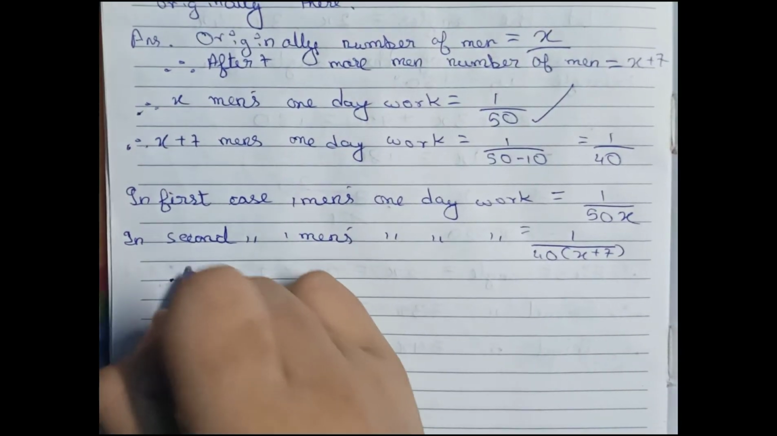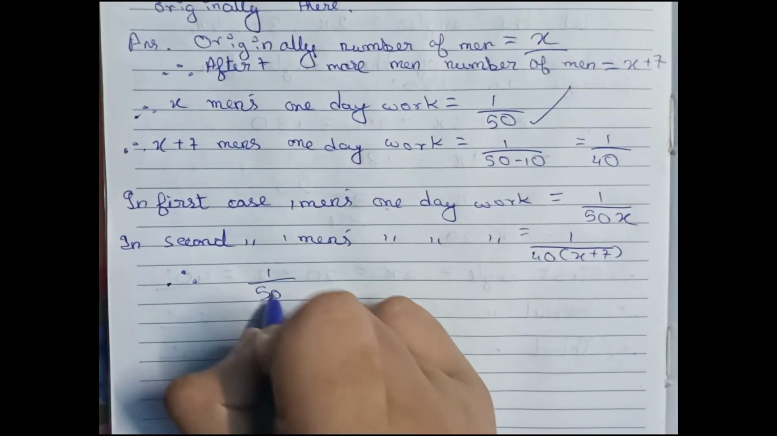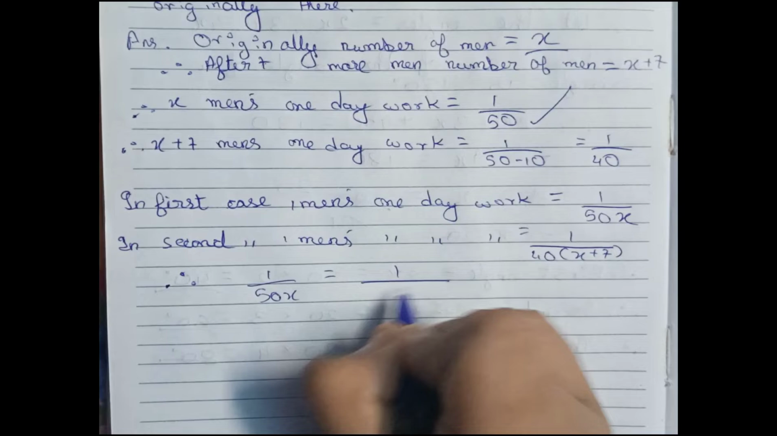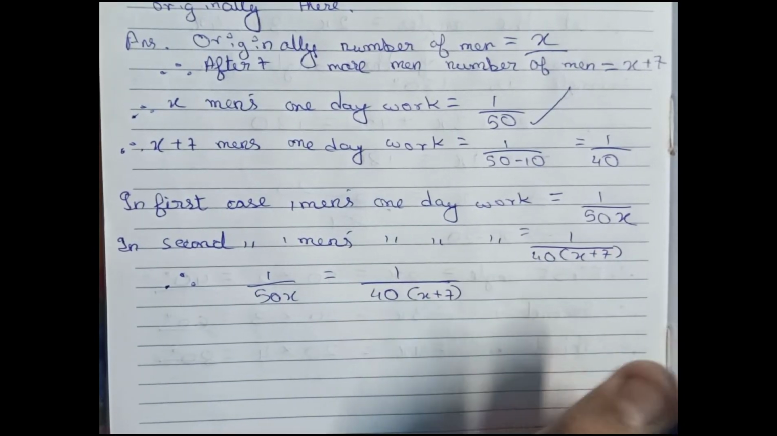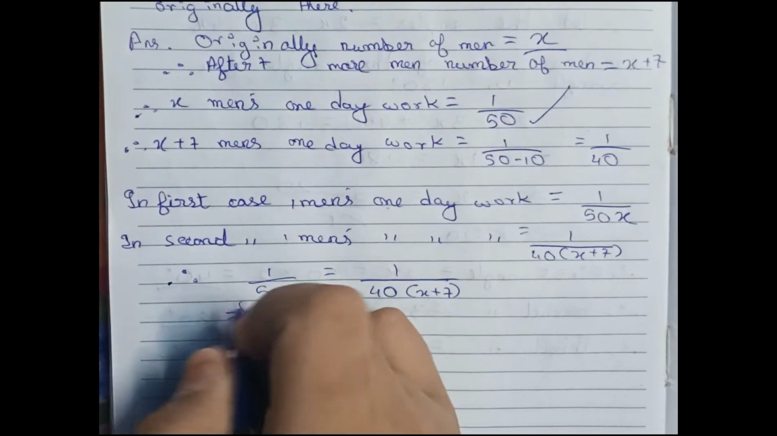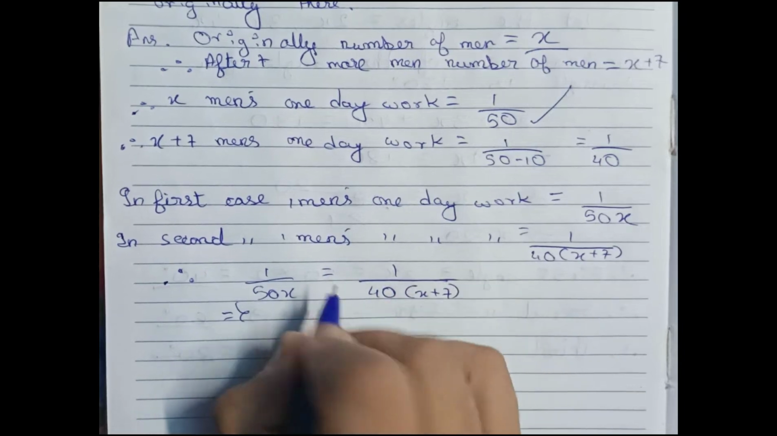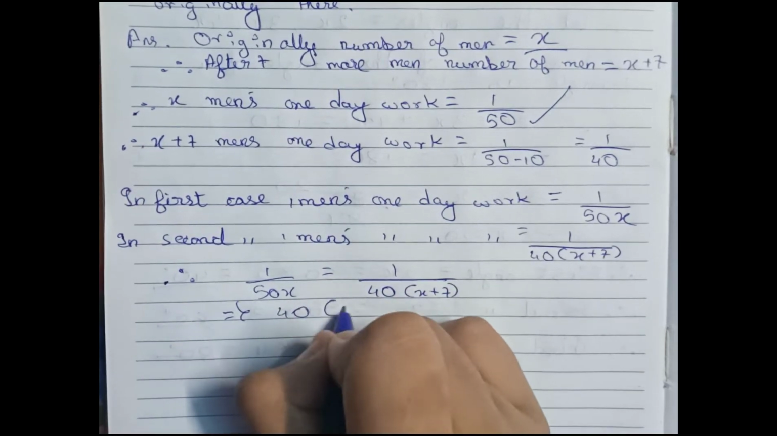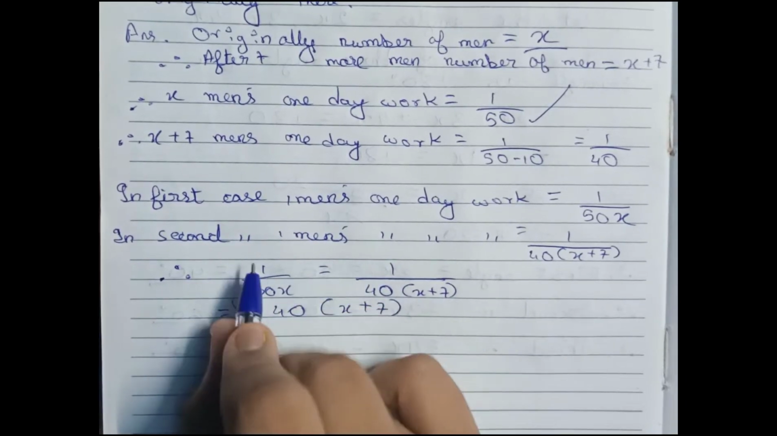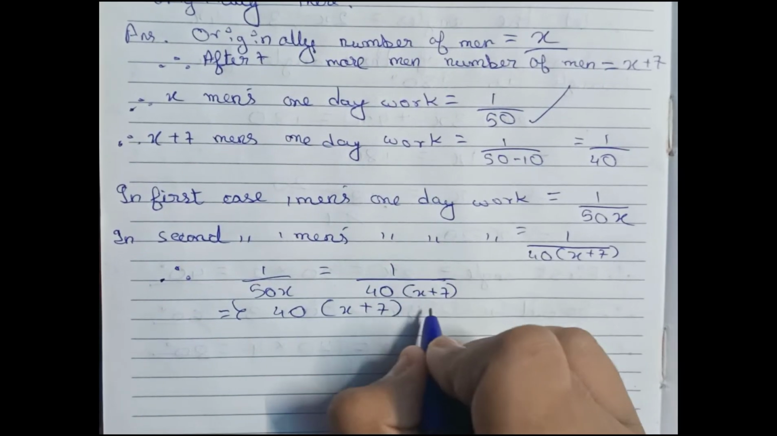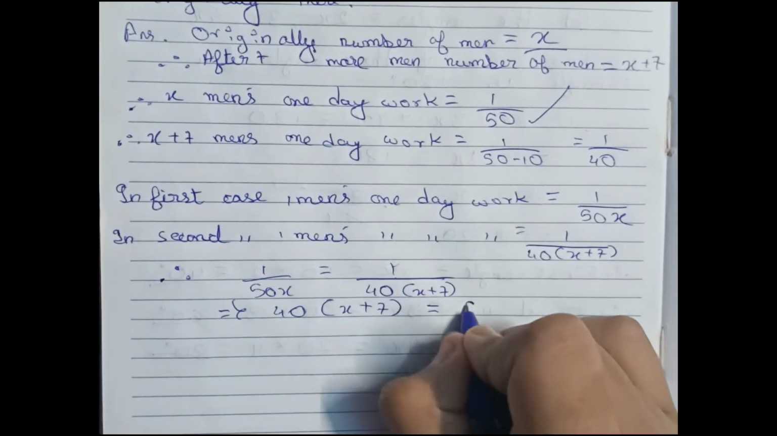So now frame our equation. So the value of x will be found from 1 by 50x equals to 1 by 40 into x plus 7. So first we'll do cross multiplication. So there is 1, so no need to write the multiplication. So you write only 40 into x plus 7, because 1 into 40 into x plus 7 becomes 40 into x plus 7, no need to write the 1. And 50 will go for multiplication with this one, so it becomes 50x only.